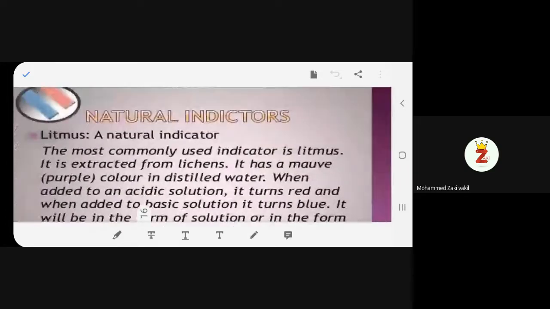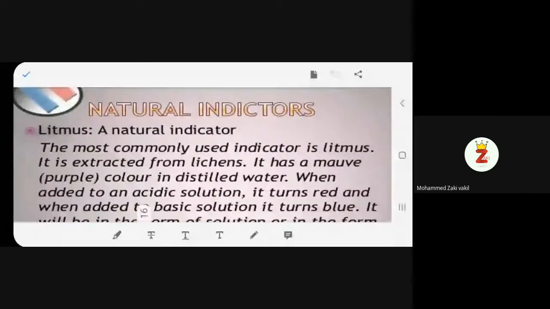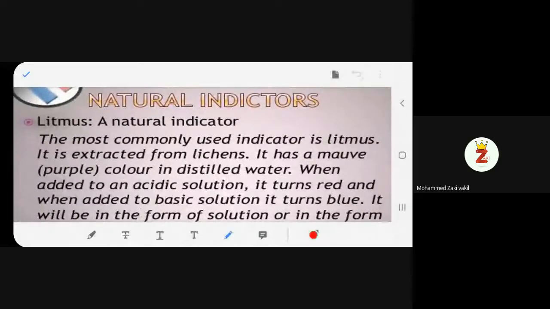So should we come back, beta? Should we start learning? The first one that we talked about is litmus, which is a natural indicator. From where do we get it? From lichens. Which color is it? Sort of mauve, that is purple color, when we put it in distilled water. Now, what is distilled water? Distilled water is pure water. And whenever you go to a hospital for an injection, they put the powder in distilled water and then they inject you. Is this clear?